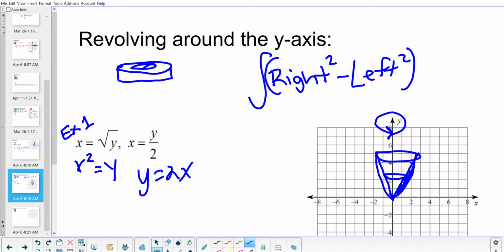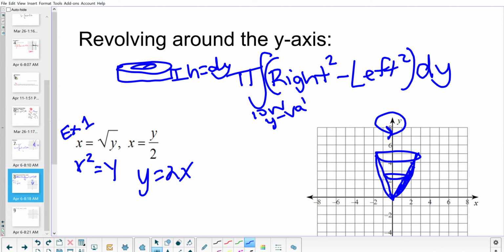Okay, that's how you get your radius, and then you need pi on the outside. So pi, right squared minus left squared, and then also times the height, and this time, that's height like you prefer to see it. Height is equal to, that looks like an I, I was trying to show you the distance. That's the height, which is dy. Okay, then your limits of integration are also going to be y values. It's going to be low y value to top y value.